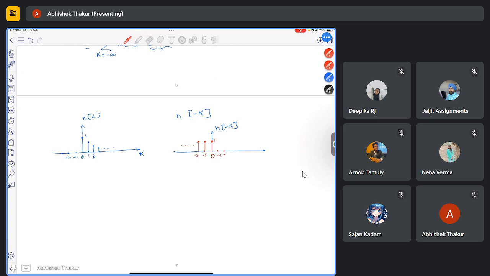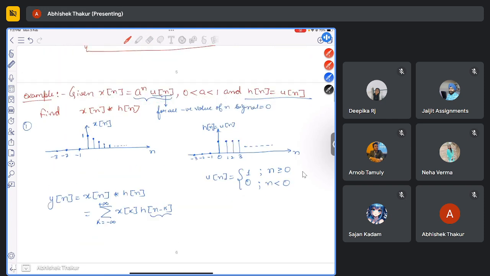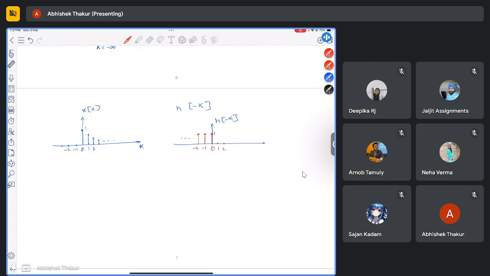Sorry. This is 1 and 2. Okay. So if this is our h of n, what will be h of minus n? It will be the mirror image with respect to the y-axis. So this is our h of minus k.